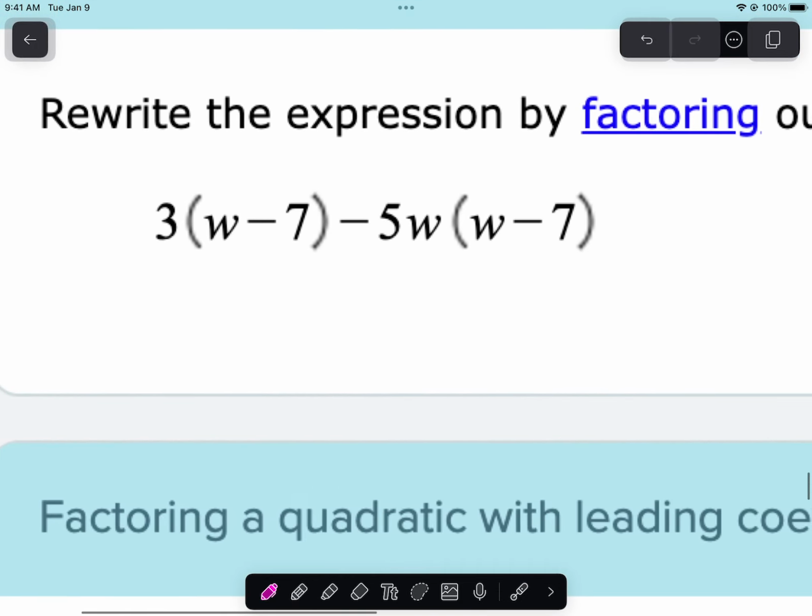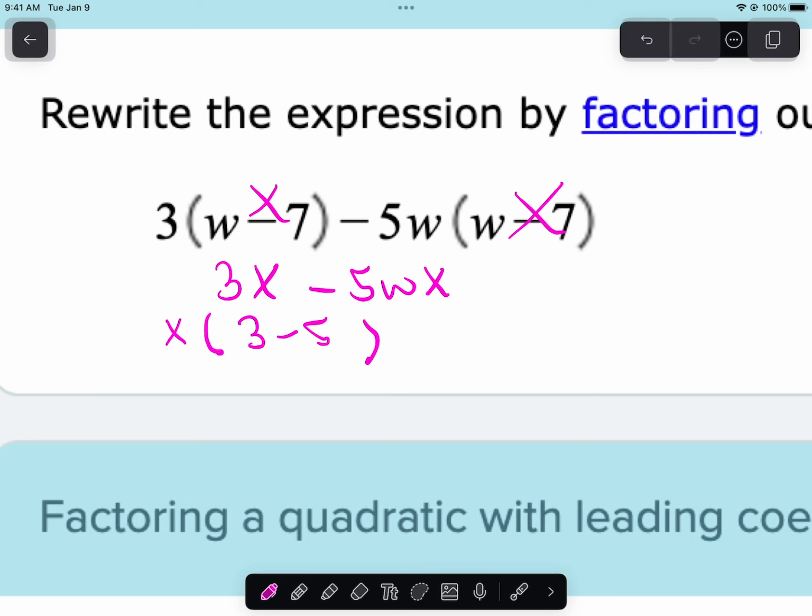Now let's talk about some algebraic types of factoring. You might recall from back in the day, I'm going to write this a little differently, and it might help you. I'm going to call this whole thing X. If I wrote it as 3x minus 5wx, I think you get a sense that they both contain an X. This term contains an X, and this term contains an X. So algebraically, I can factor out the X's, leaving everything else.